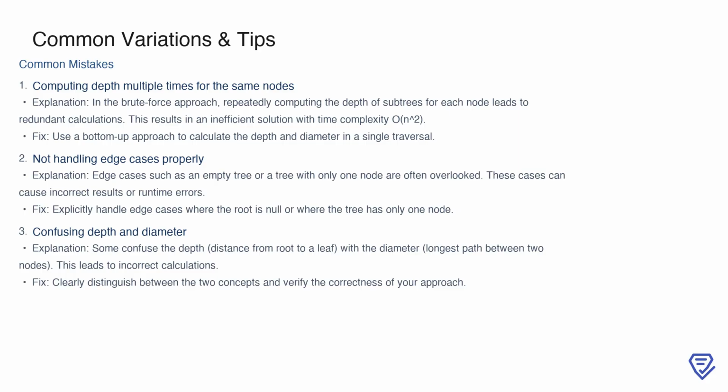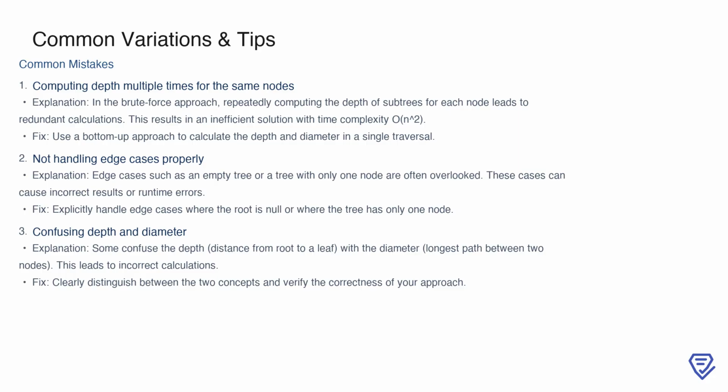a single traversal. Another common mistake is not handling edge cases properly. For instance, if the tree is empty or contains only one node, overlooking these cases can lead to incorrect results or runtime errors. To address this, you should explicitly handle scenarios where the root is null or the tree has just one node. Lastly, there's often confusion between depth and diameter.